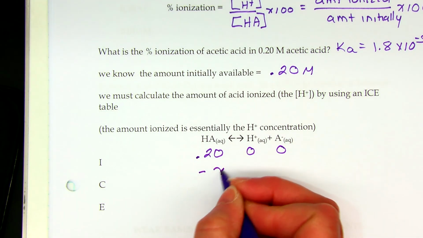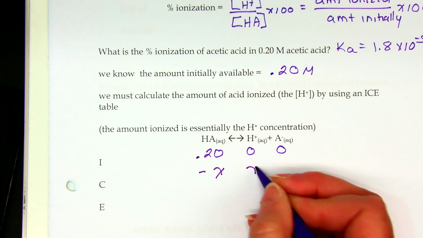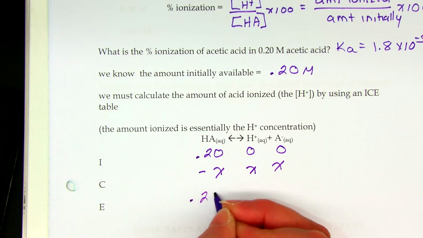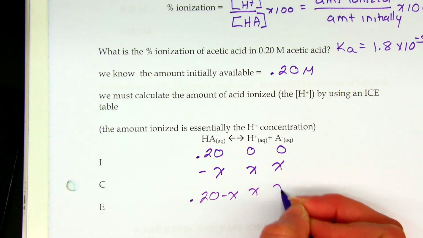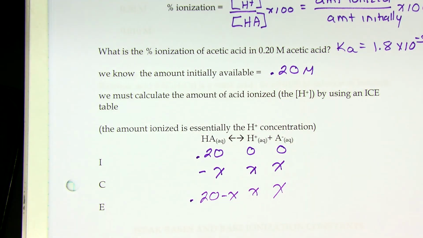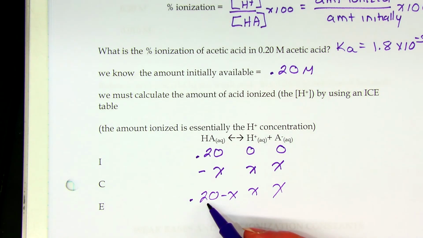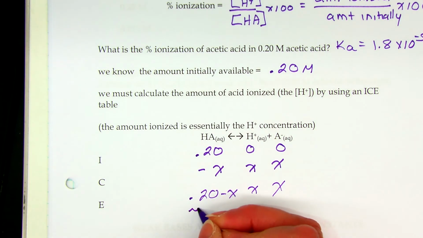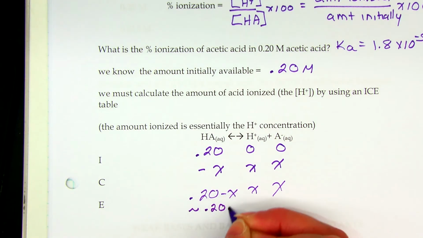Now our initial concentration, 0.20 molar, 0 and 0 for H plus and A minus. This goes down by X, minus X, plus X, plus X. At equilibrium, 0.20 minus X, X, and X. Now, looking at this, we have a Ka of 1.8 times 10 to the negative fifth. We have an initial concentration that's reasonably large, 0.20. So we can assume X is small, and this is about 0.20 molar.